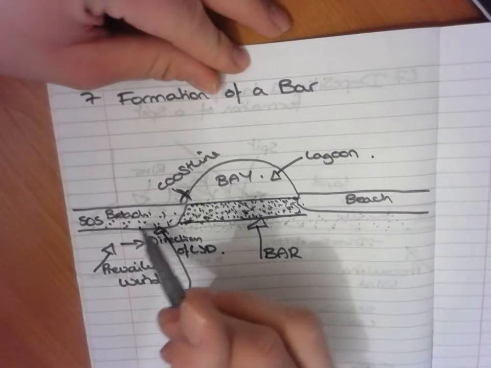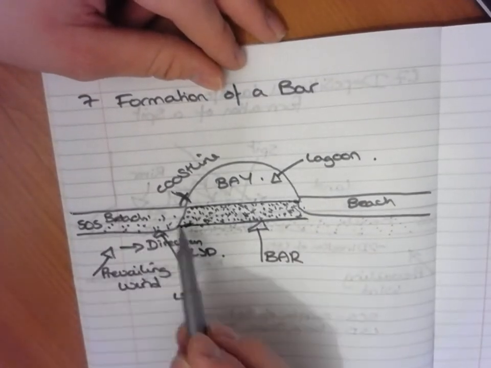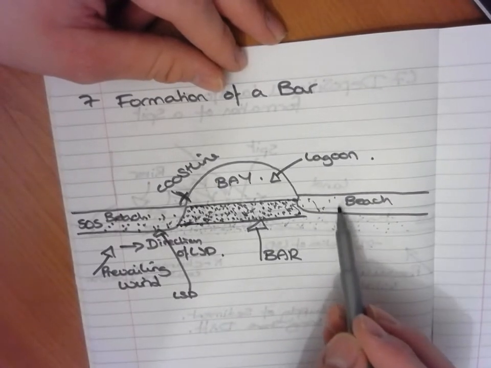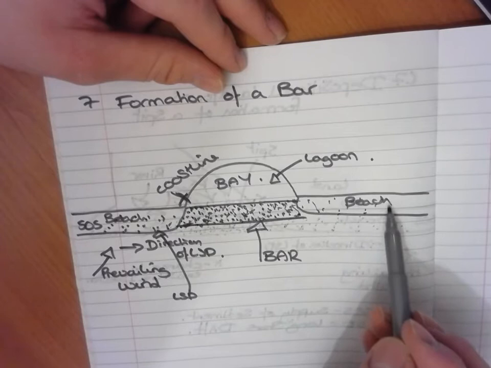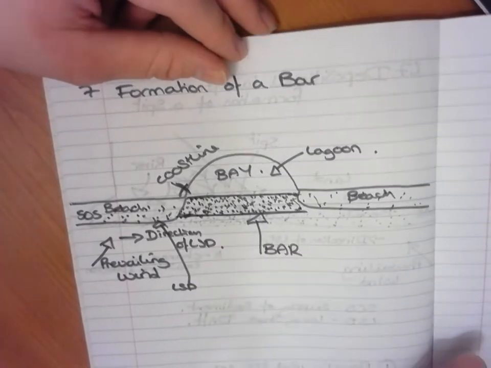And again, the sediment, now, previously you've had longshore drift for this section, the longshore drift will continue all the way along the bar and now continue on the beach on the next side. And this landform here, again, we call a bar.